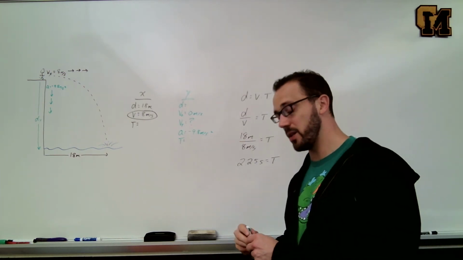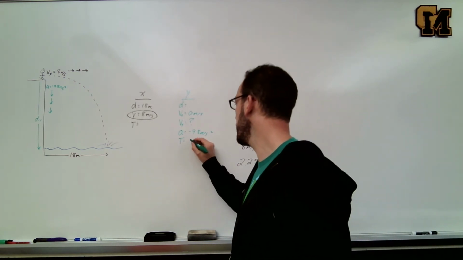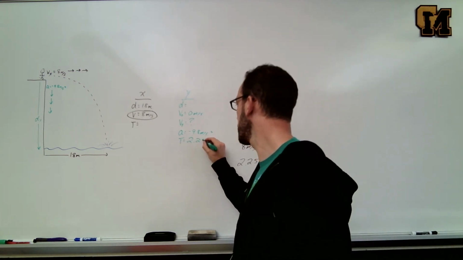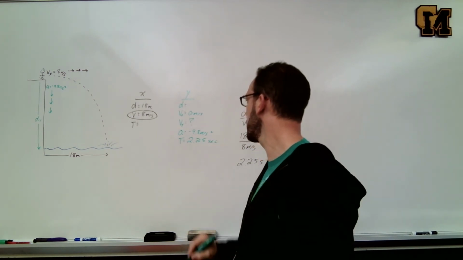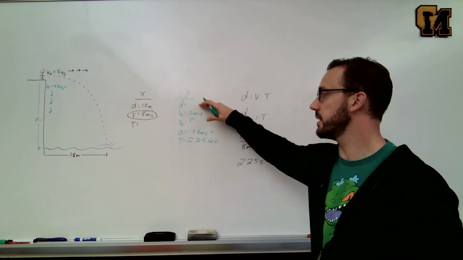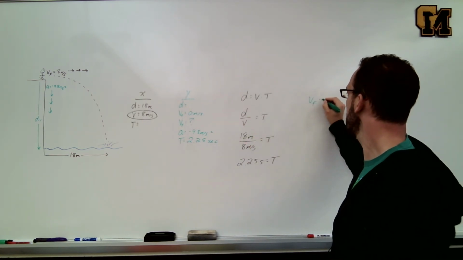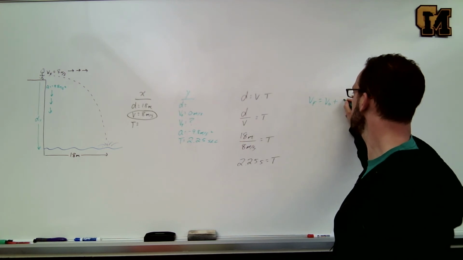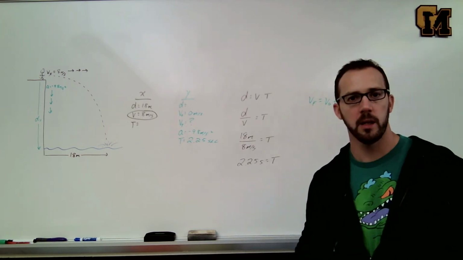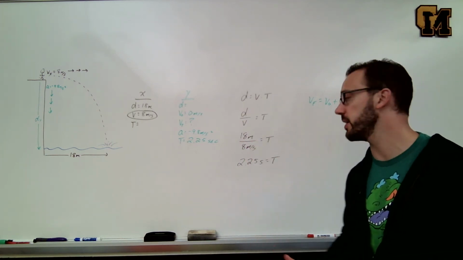I can now use that in the Y direction to solve for the final velocity, which is the thing that I want. I'm going to pick the equation that does not have D in it because D is the thing I don't have and don't care about. So that would be VF equals V naught plus AT. We don't have to do any algebra because the equation is already set up for VF, which makes this one very, very easy to finish.